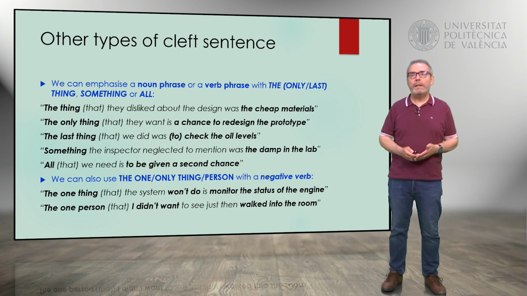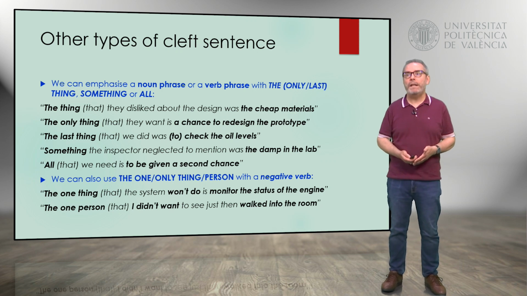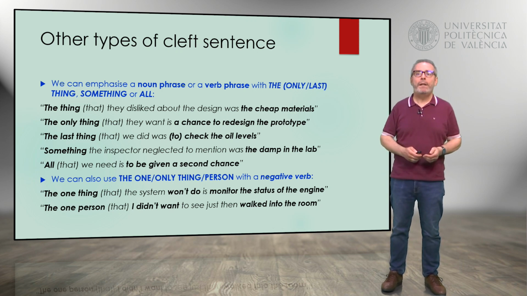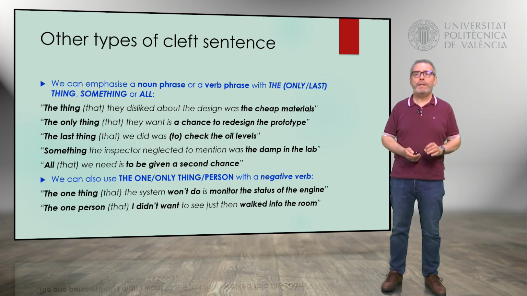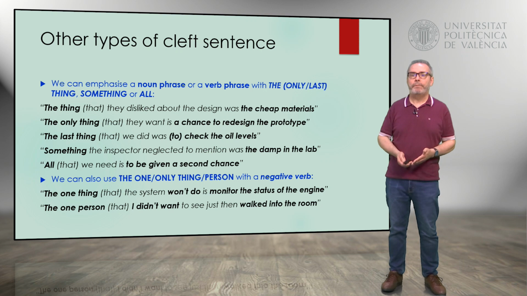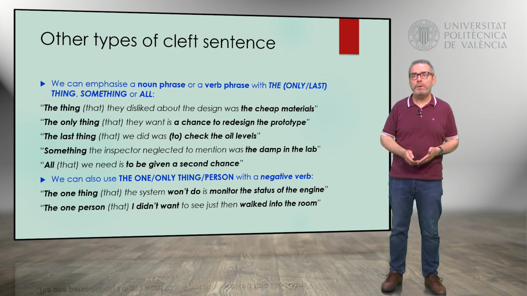The last thing that we did was to check the oil levels, or something the inspector neglected to mention was the damp of the lab, or all that we need is to be given a second chance. Here we have some optional elements, such as, for example, that, and sometimes the infinitive with to. And we can also use the one or only thing or person, in this case with negative verbs. The one thing that the system won't do is monitor the status of the engine. Or the one person that I didn't want to see just then walked into the room.